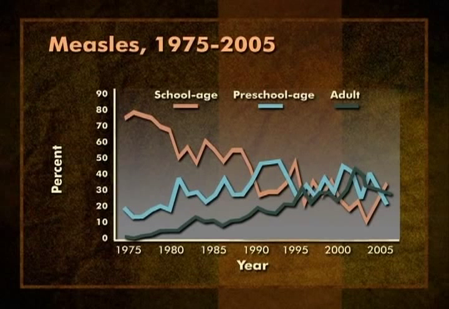During the 1970s, adults accounted for less than 10% of cases. Now adults account for 1/3 to 1/2 of all reported cases. Many of these cases in adults are international travelers and healthcare personnel who are inadequately vaccinated.